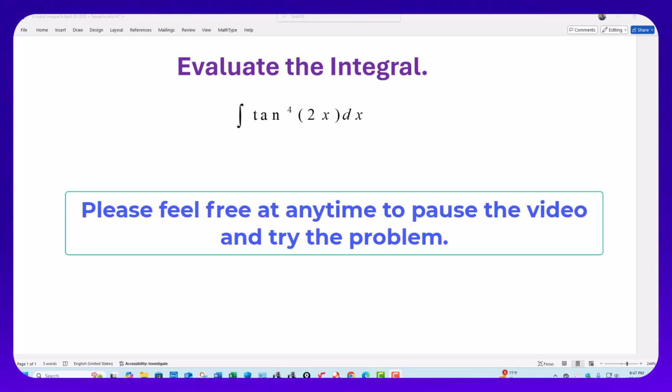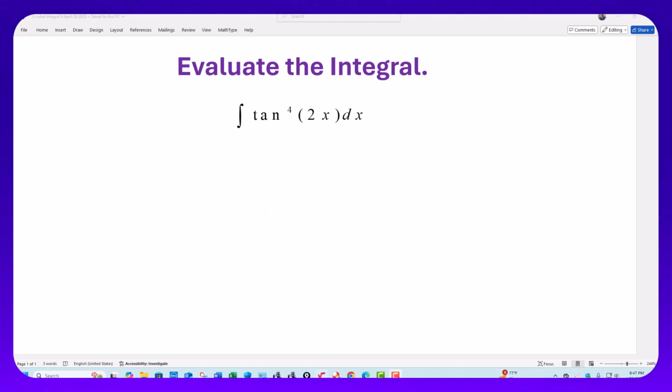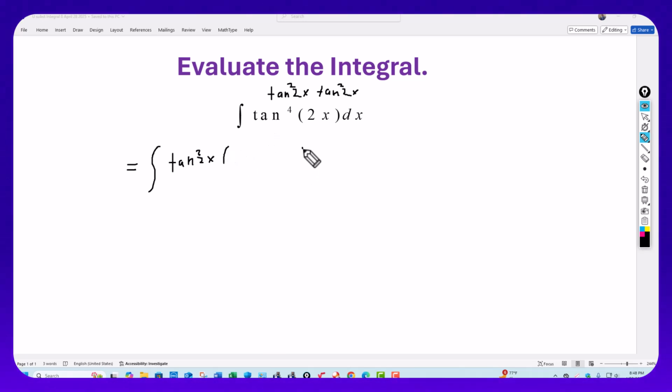In this video, we're going to evaluate the integral of tangent to the fourth of 2x. So it's a trig integral, and I'm going to break this up as tangent squared of 2x times tangent squared of 2x. So I've got tangent squared of 2x, and then I'm going to replace the other tangent squared by secant squared of 2x minus 1.